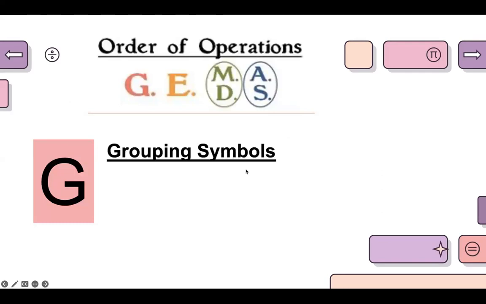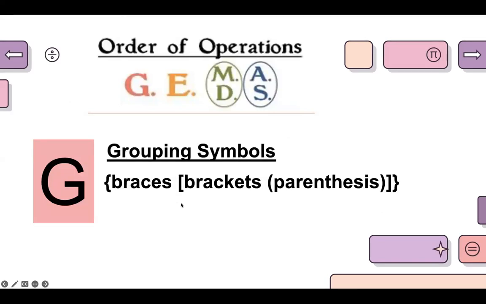G stands for the grouping symbols, including the braces, the brackets, the parentheses. So you need to solve first all of the numbers inside these grouping symbols. So say for example, we have 4 times the quantity of 6 plus 2. You are going to solve first for the numbers inside the parentheses or the grouping symbol, which is 6 plus 2. So that is 8. And after that, you can multiply it by 4, and that is 32.